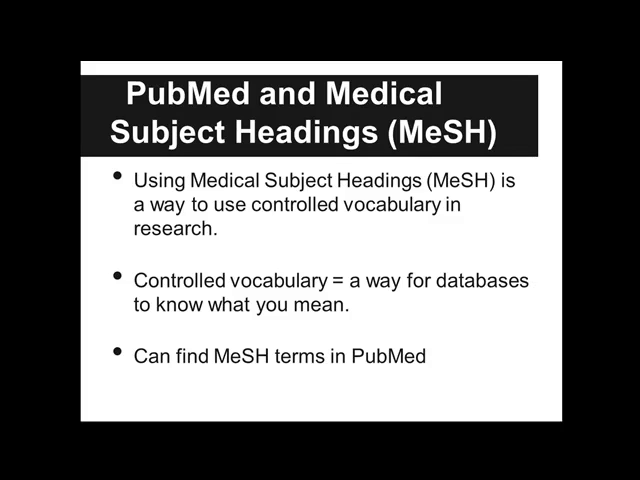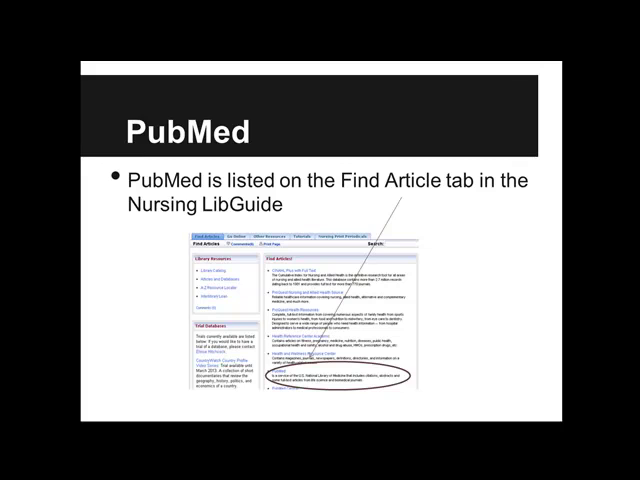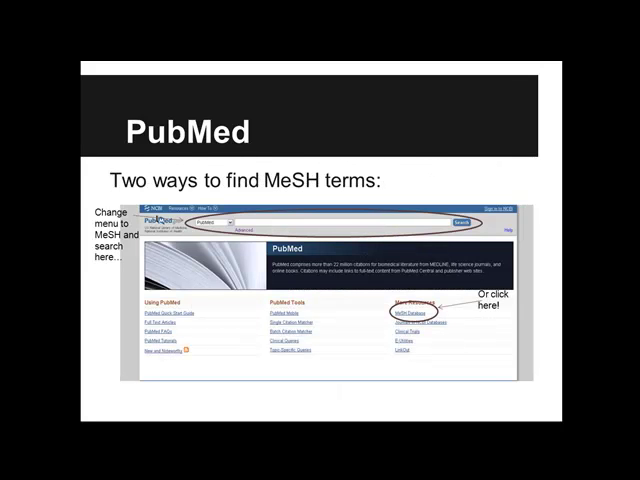MESH terms are determined by the United States National Library of Medicine, so they are compiled by experts. If I want to find the MESH term for the topic that I'm researching, then I'm going to use PubMed. I can access PubMed by going to the Find Articles tab in the Nursing LibGuide. Once I'm on the home page, I can use the pull-down menu at the top of the page or choose the MESH database link under the More Resources heading. When you use MESH, you can put in your search terms without having to know any medical language up front.